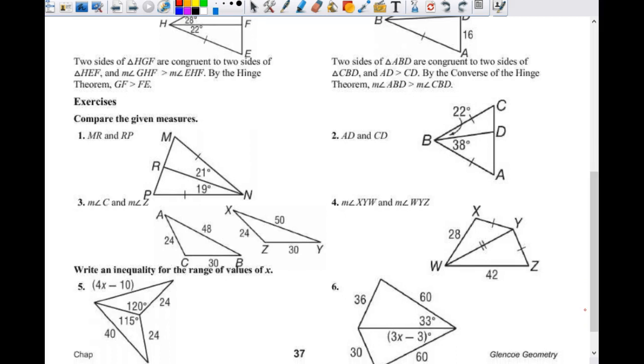Which is larger, MR or RP? We'll look across from MR, it is 21 degrees. Look across from RP, it is 19 degrees. So which side has to be larger? MR is larger because it's across from 21 degrees. Yeah, can't forget that line. If you forget that line, I'm going to give you two lines across that problem. 1, 2.